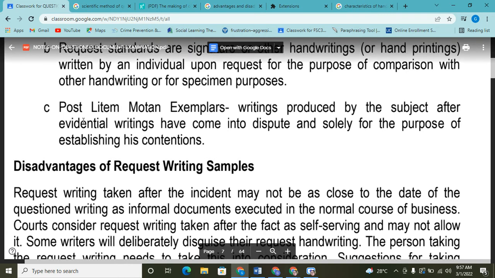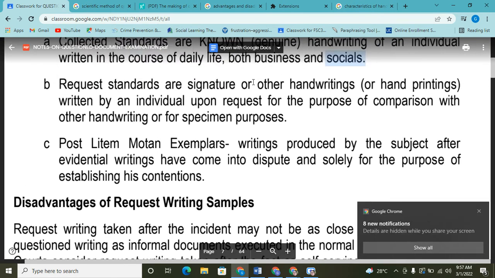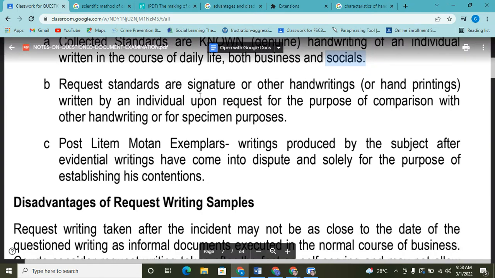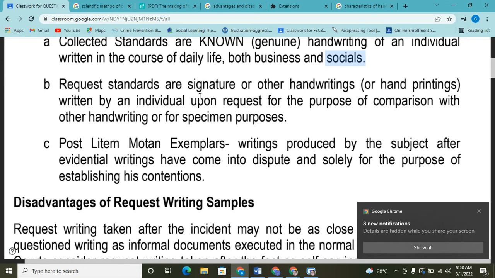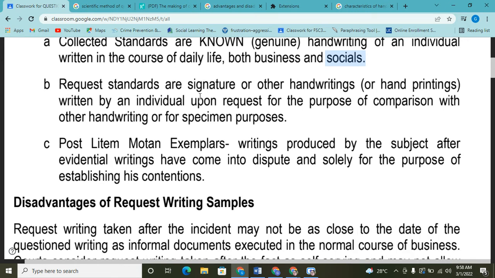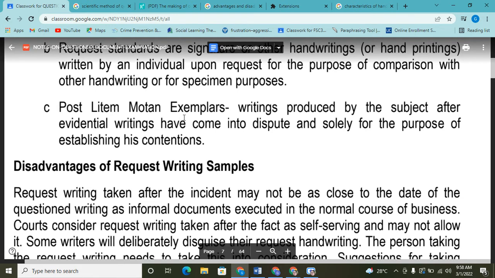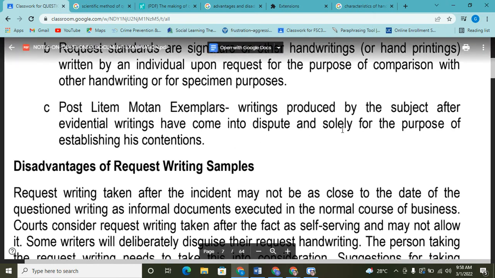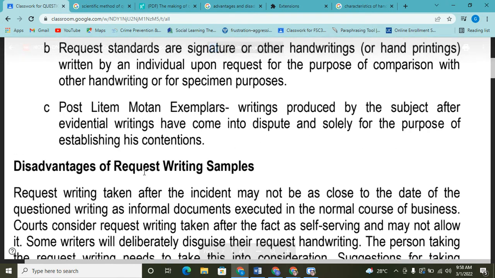Okay? Another is your post-litem motam exemplars. With requested or formal exemplars, you only give your writing, or undergo the dictation of writing, if you are requested. But with post-litem motam exemplars, it is different, because you give your writings even if you are not requested. These are writings produced by the subject after the evidential writing has come into dispute and solely for the purpose of establishing his contention.